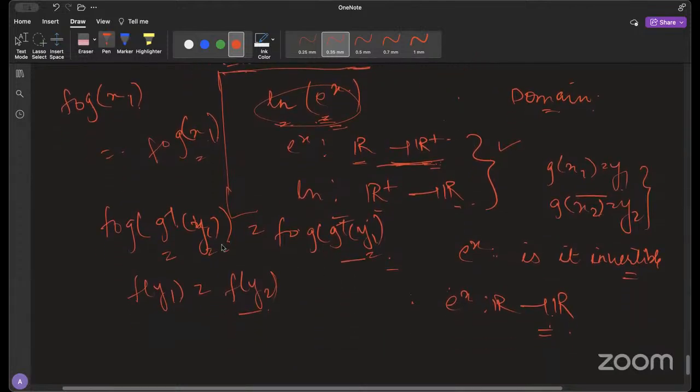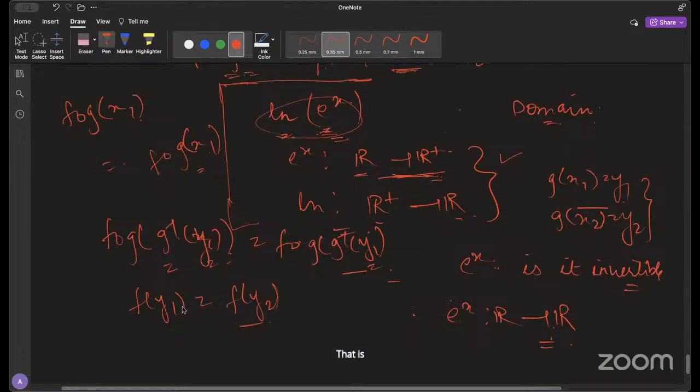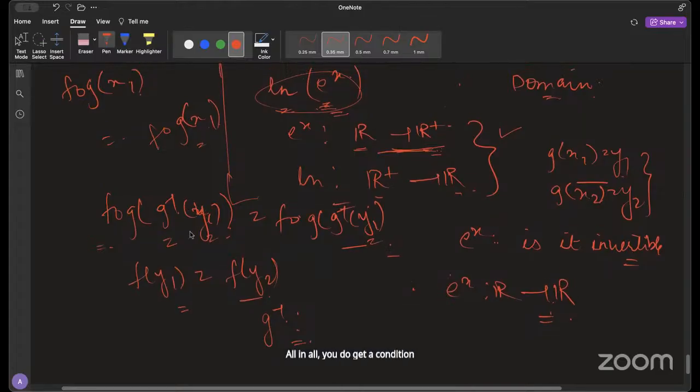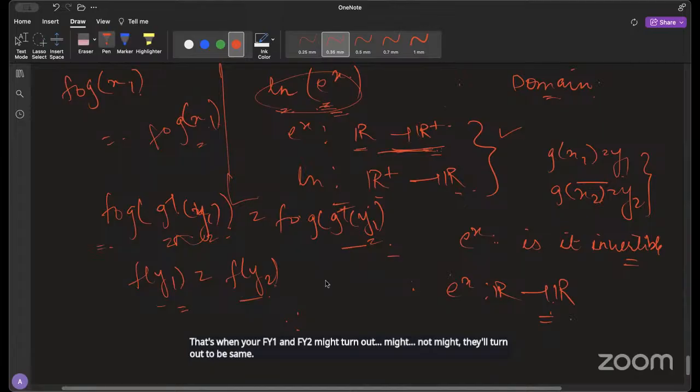So that is going to happen. Now you will see that your f turns out to be 1-1, but only on the domain of g inverse. All in all, you get a condition that you have to take y1 from the domain of g inverse. y1 and y2 you've taken from the domain of g inverse. That's when your f(y1) and f(y2) will turn out to be the same.